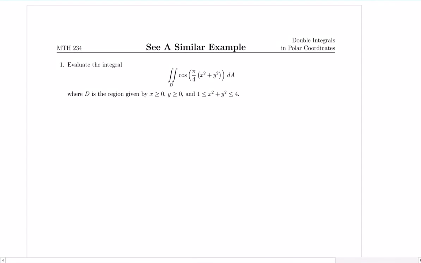In this video, we will evaluate a double integral by converting to polar coordinates. So first, we should try to draw the region D and see what it looks like.